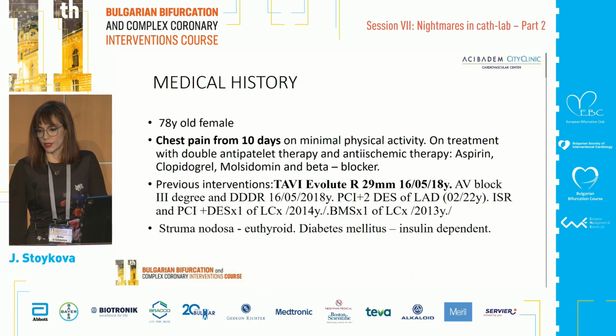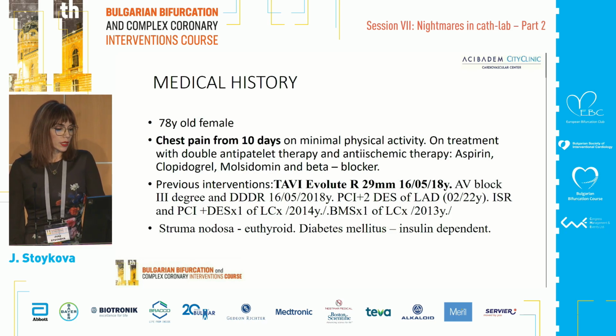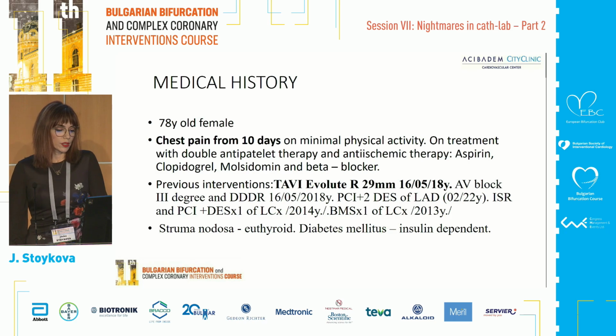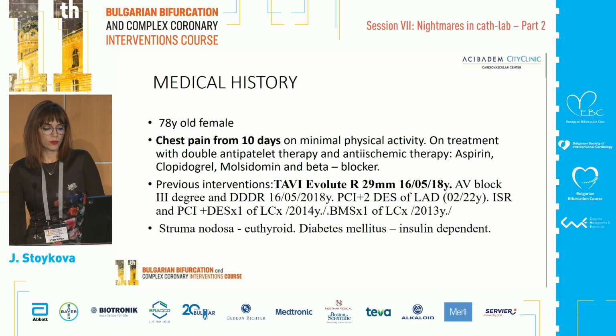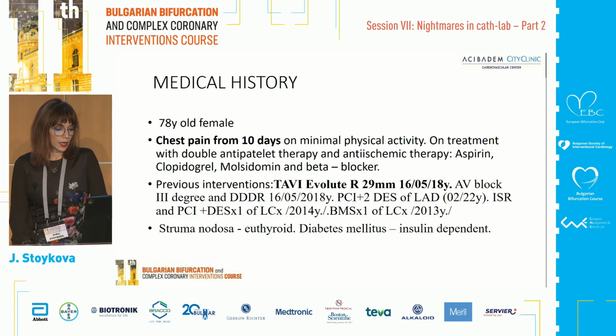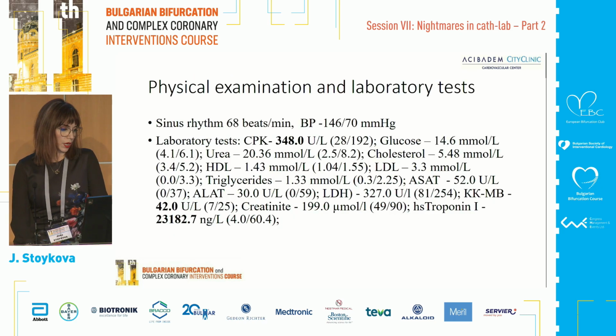The patient is a 78-year-old lady with chest pain for about 10 days. She has known coronary artery disease. In 2013, she had a bare metal stent implanted in the circumflex. After that, she had in-stent restenosis 1 year after the stent implantation. We had a TAVI afterwards, Evolut in 2018, and a PCI of the LAD post-TAVI in 2022. The patient was diagnosed in another hospital, and they sent her for intervention to our hospital.